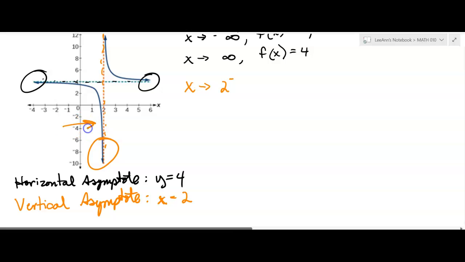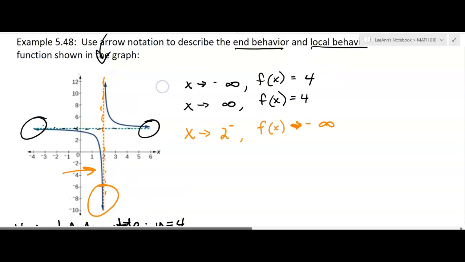As we're coming in from the left, it looks like f of x, our output, is going toward negative infinity. Oh, you know what? Those are supposed to be arrows. That's an arrow going toward negative infinity. And I should have put that up here. Now I feel bad. I'm going to erase that. Sorry, in your notes. Those should have been arrows, though. It's approaching 4, and it's approaching 4. Okay, sorry about that.